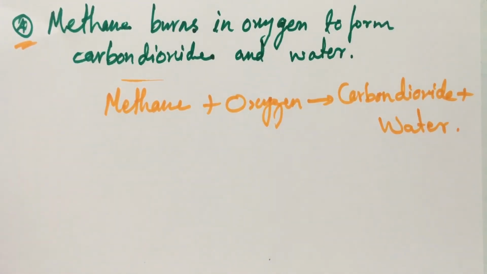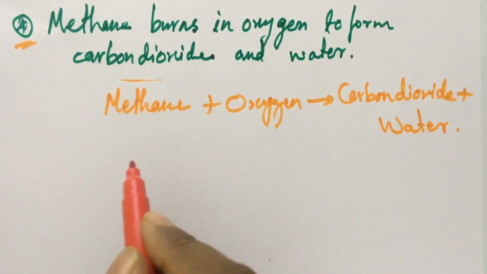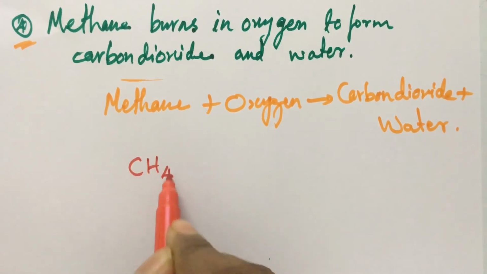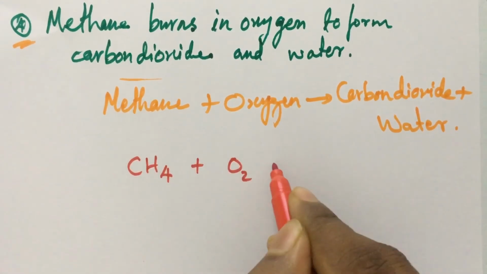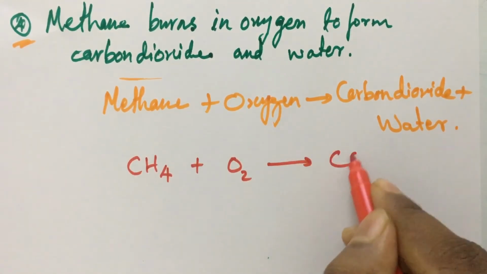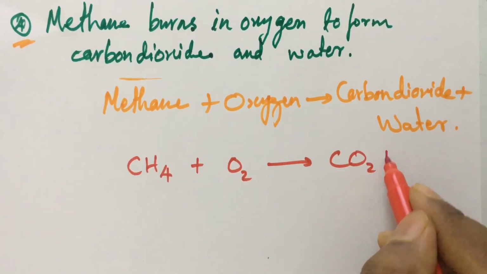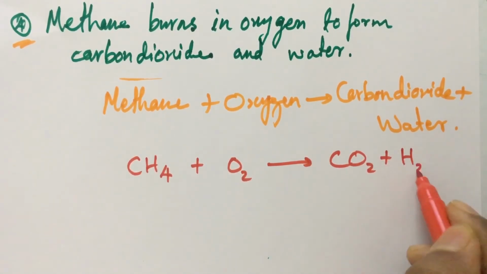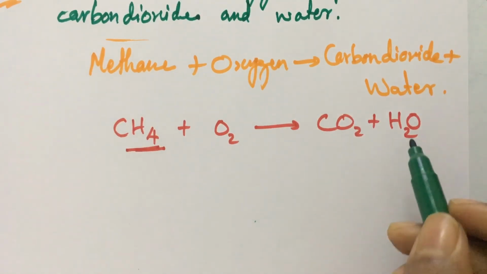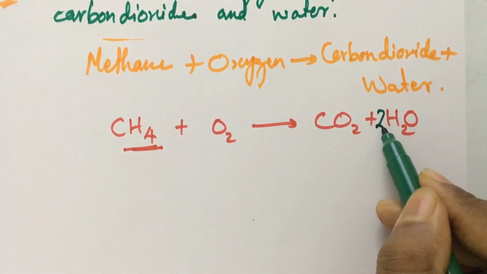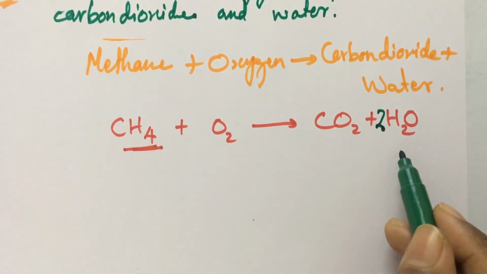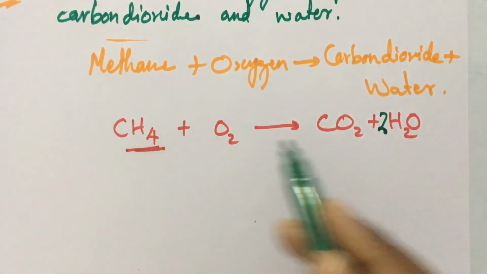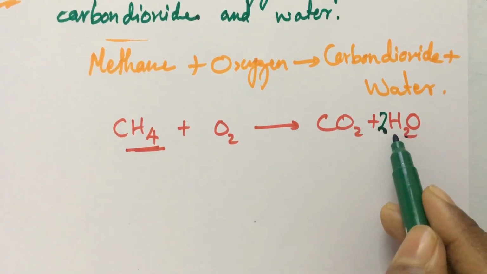What is our next step? Next step, we have to write the proper equation. Methane's chemical formula is CH4. Okay, CH4 plus O2 gives CO2, that is carbon dioxide, plus water, H2O. Now multiply H2O by 2 so that the number of hydrogen atoms is equal on both sides. So in CH4, 4 hydrogen atoms are there, and here 2 into 2 becomes 4 hydrogen atoms.